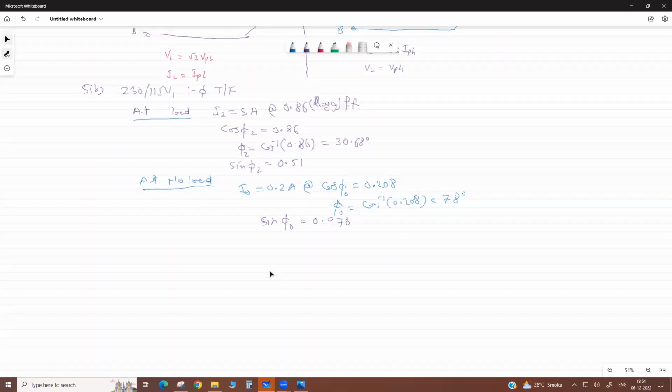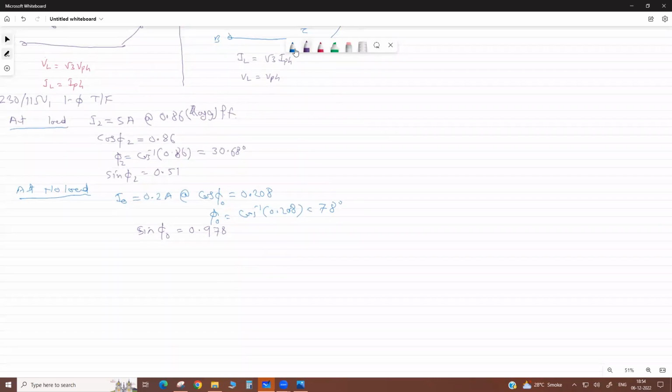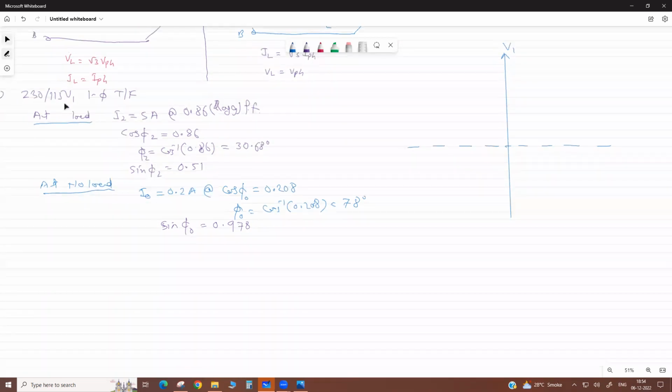Now we can draw the phasor. Now he is asking for the primary current and primary power factor. So as I told, suppose this is your vertical axis, and this we consider as the horizontal axis. Suppose this is your V1, the supply voltage, rated voltage, which is given as 230 volt. V1 is given, correct?